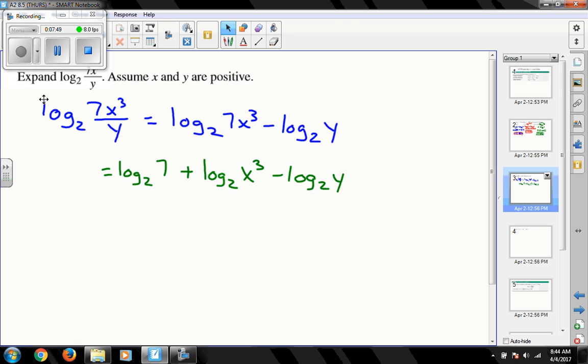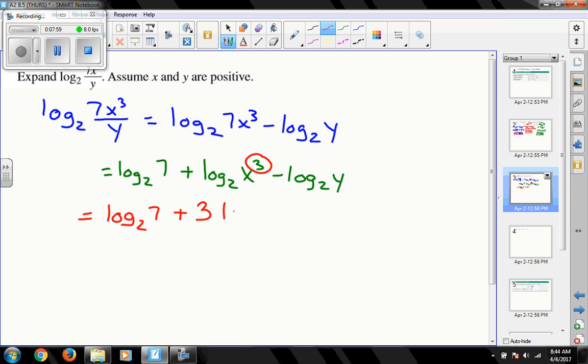And the last thing that we notice is that I have a power here. So we'll use the last property and we'll go log base 2 of 7 plus 3 times log base 2 of x minus log base 2 of y. All we did on that last one was bring that exponent out front, just so we have log base 2 of something.